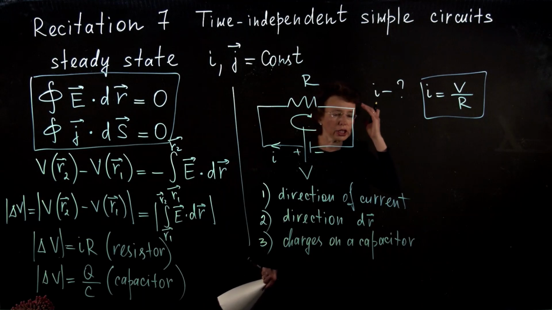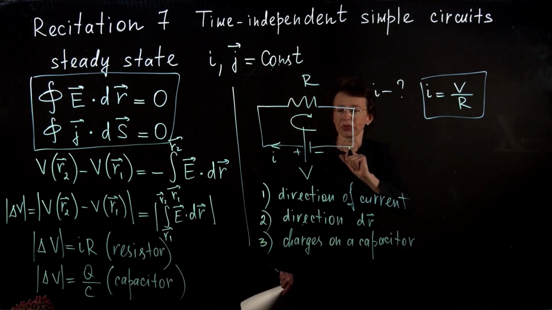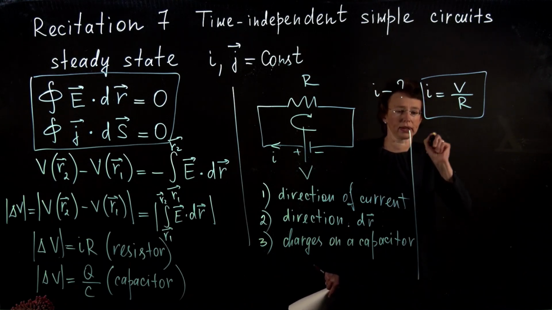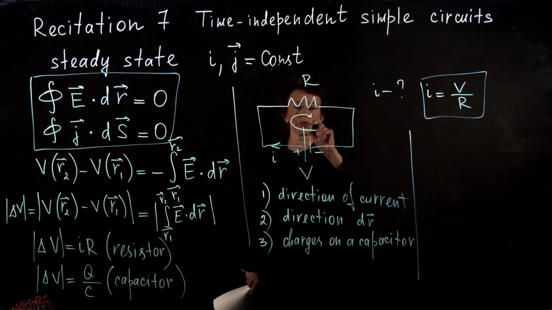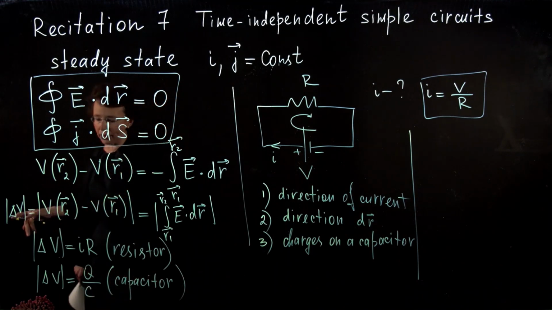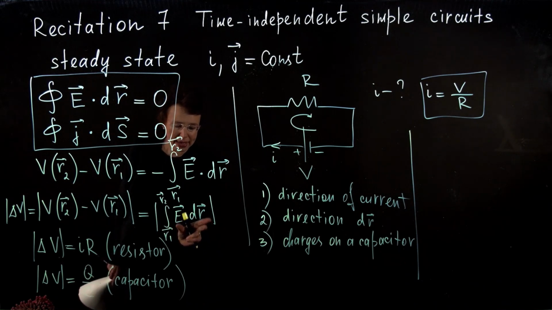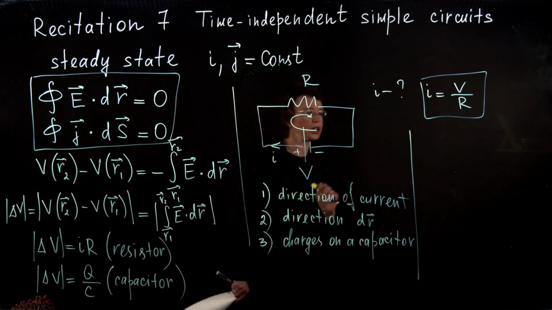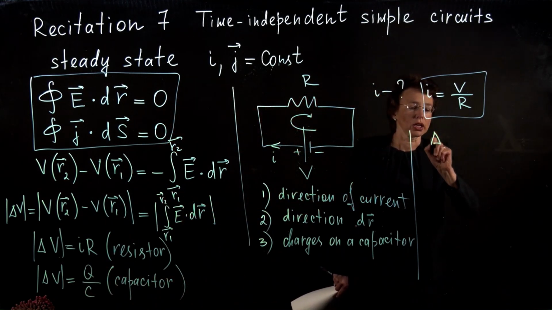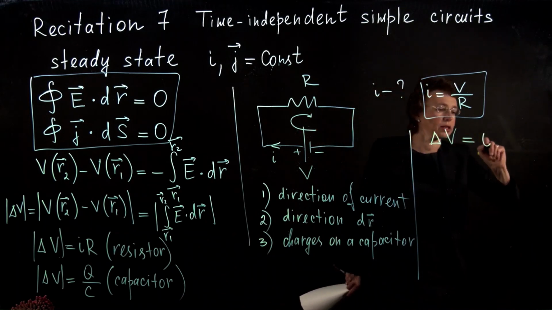So there are two different ways to think about this circuit. One of these ways is to go around the loop in terms of delta V, because we understand that the magnitude of delta V is the same as the magnitude of E dot dr. So my equation is delta V across this loop is 0.